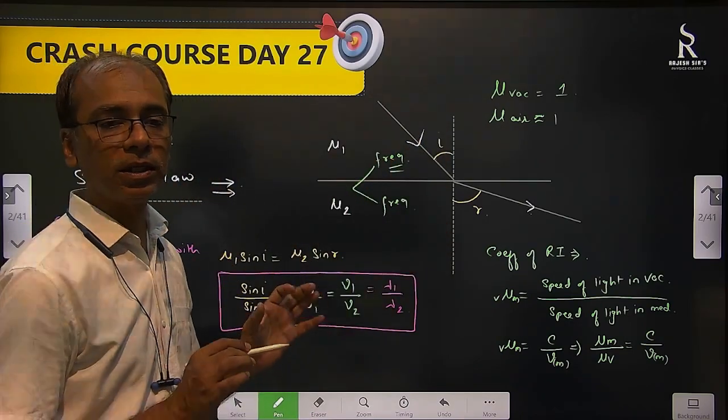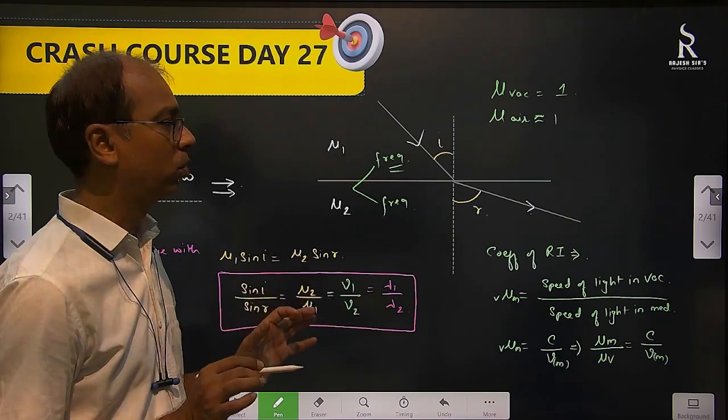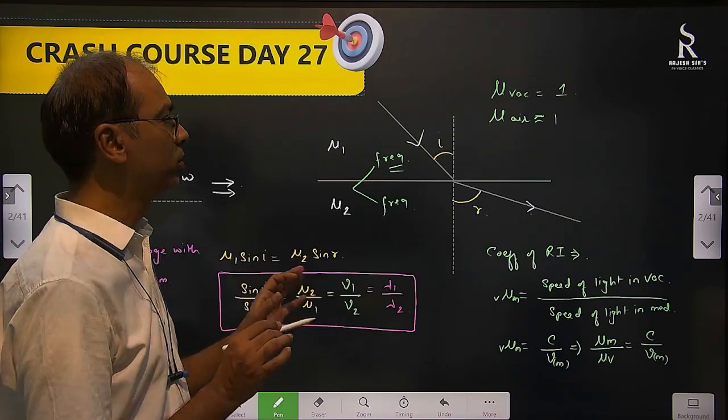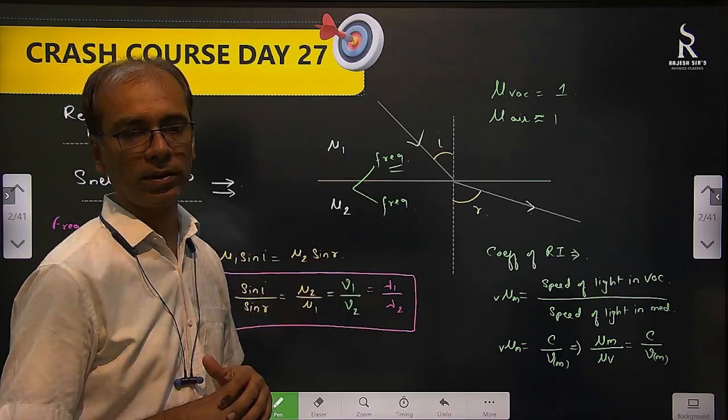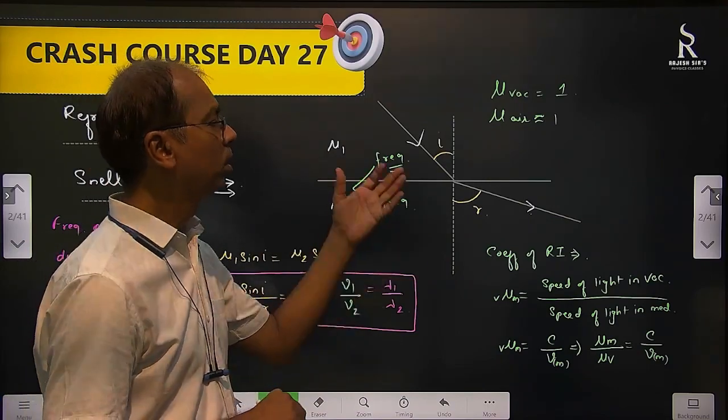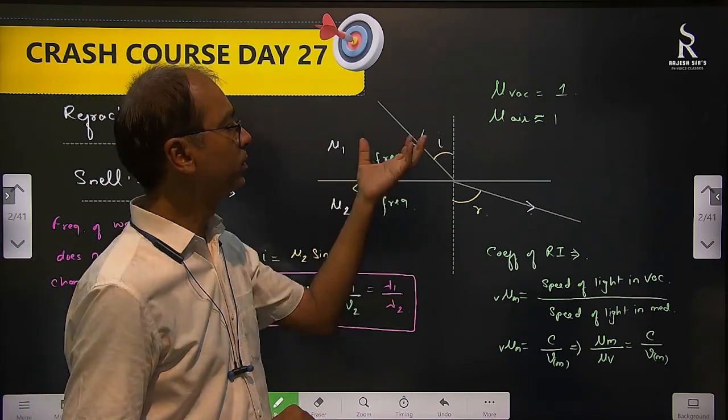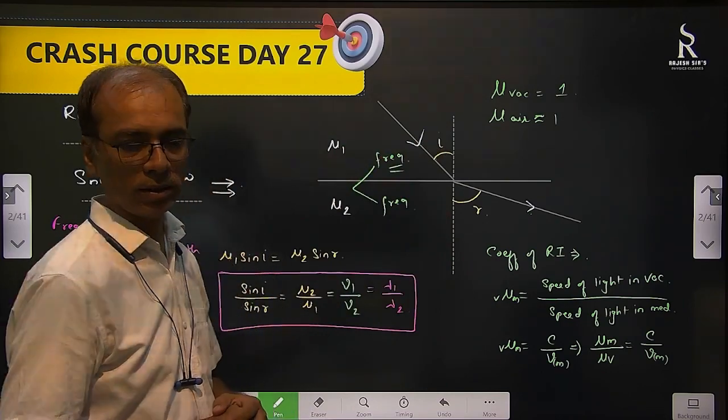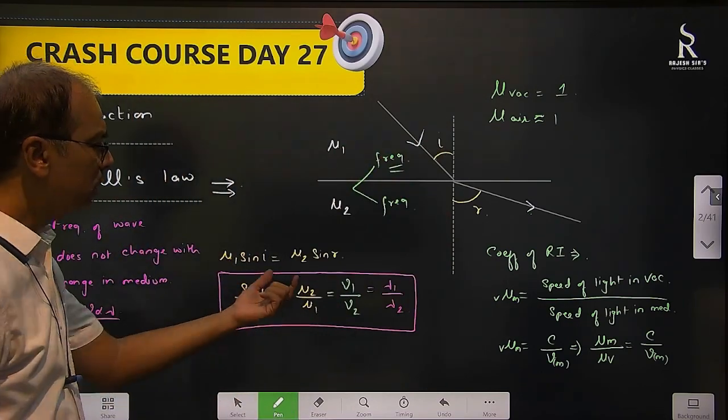Which density here? Is it mass density? No. It is the density, or the opposition offered to the light. If it is a denser medium, there is more opposition to the light. If it's a rarer medium, there is less opposition to light. From here we will decide.